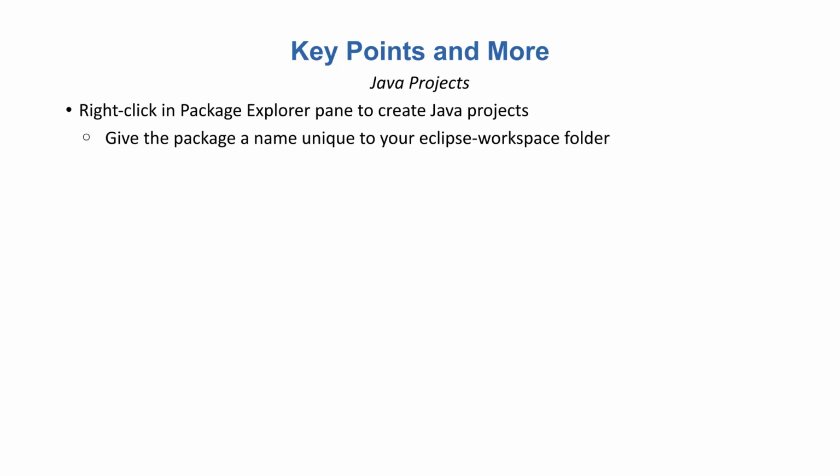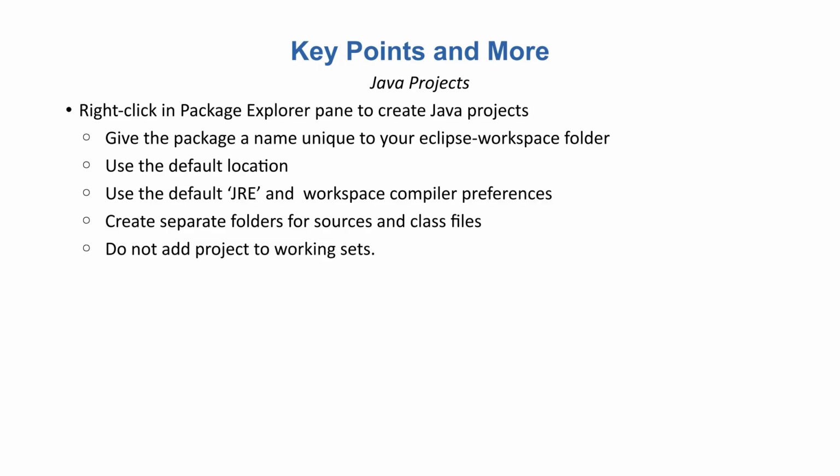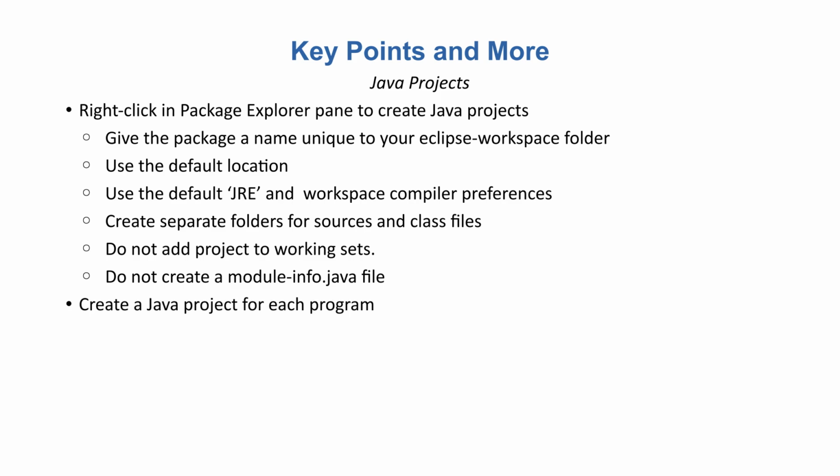Give the project a name unique to your Eclipse Workspace folder. Use the default workspace location. Use the default JRE and workspace compiler preferences. Create separate folders for source and class files. Do not add the project to working sets. Do not create a module-info.java file. Create a different Java project for each program.